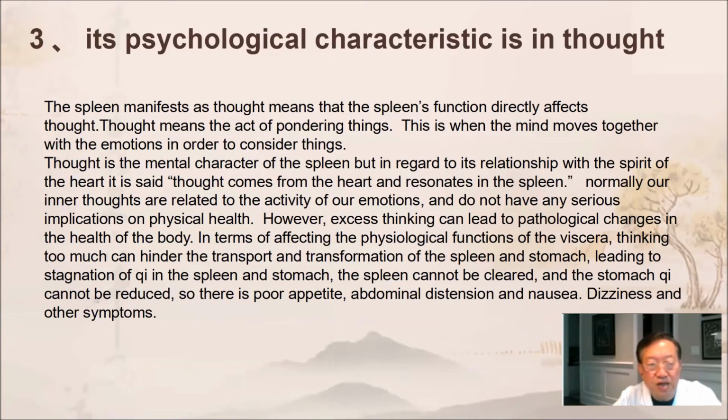Normally, our inner thoughts are related to the activity of our emotions and do not have any serious implications on physical health. However, excess thinking can lead to pathological changes in the health of the body. In terms of affecting the physiological functions of the viscera, thinking too much can hinder the transport and transformation of the spleen and stomach, leading to stagnation of qi in the spleen and stomach. The spleen cannot be cleared and the stomach qi cannot be reduced, so there is poor appetite, abdominal distension and nausea, dizziness and other symptoms.